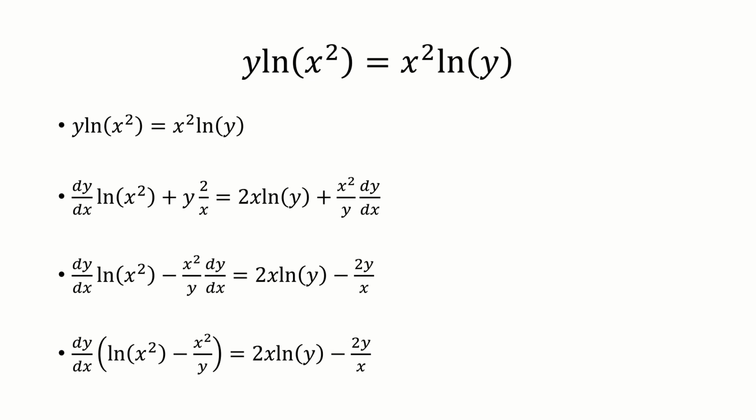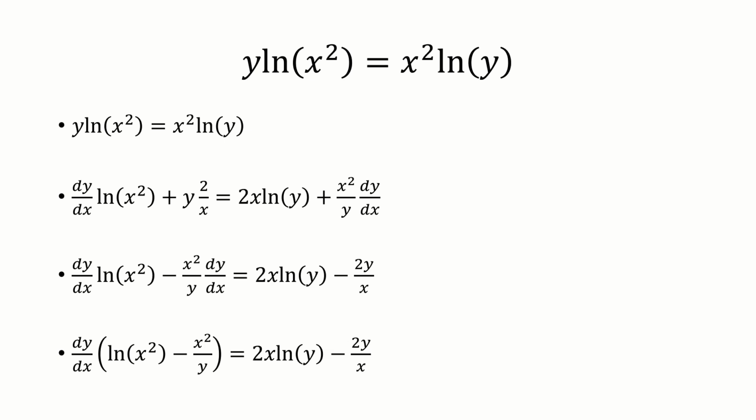We have y times the natural log of x squared. We'll use a product rule. So we take the derivative of y, which is dy over dx, times the natural log, plus y, and then you want to take the derivative of natural log of x squared, which is the same thing as 2 times natural log x. And then when you take the derivative of that, that's just 2 over x.